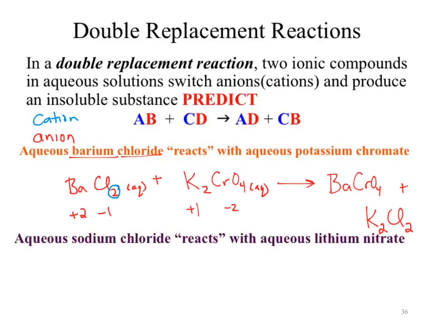Why is there a 2 next to the chloride in our reactant? To balance barium. Why is there a 2 next to our potassium? To balance chromate. Why do I not include the 2 in our products? Those are already balanced. Why did I transfer the 4 then? The 4 is what makes that chromate.